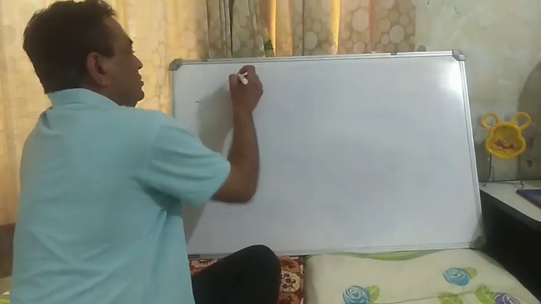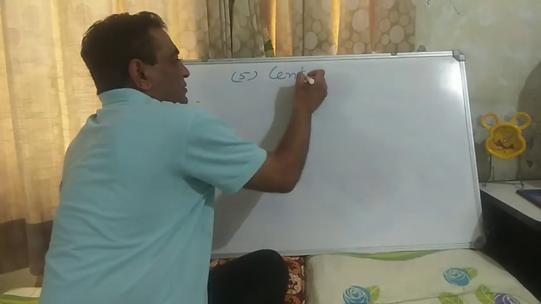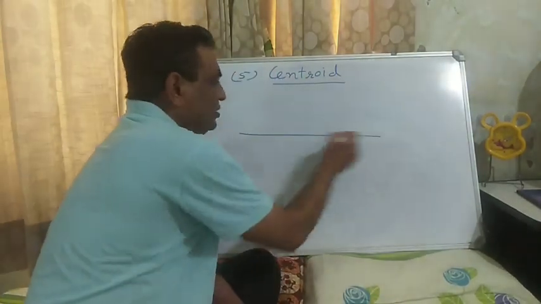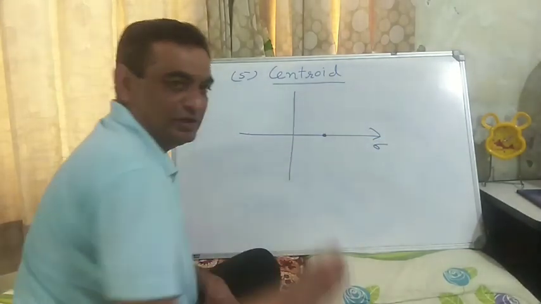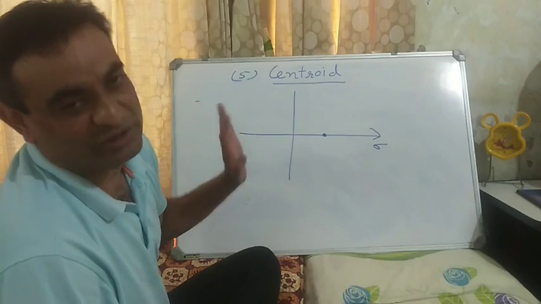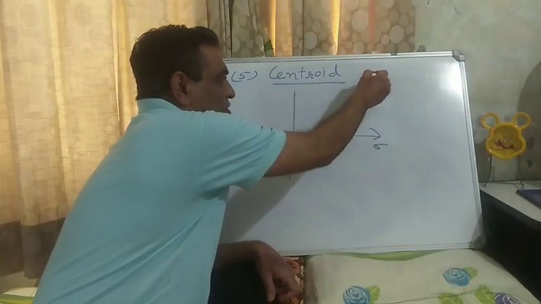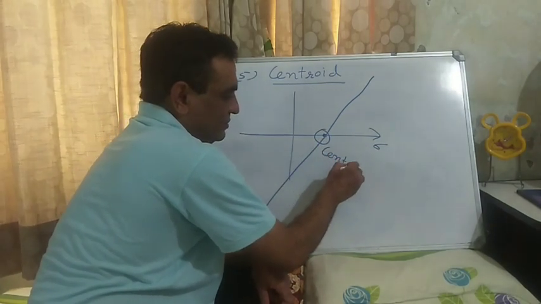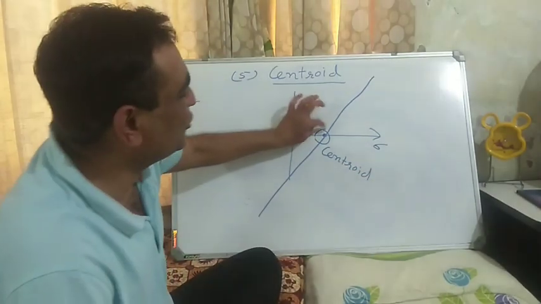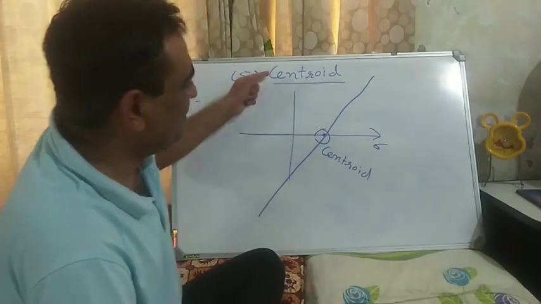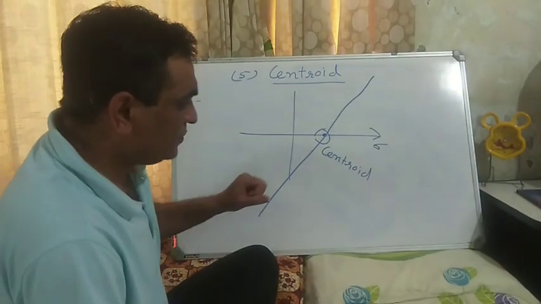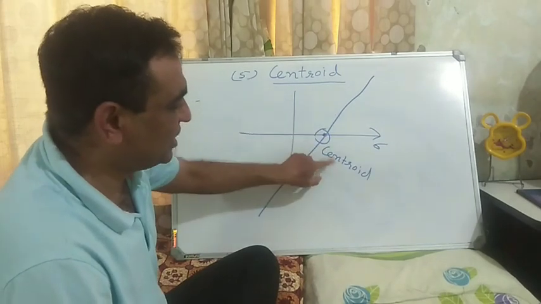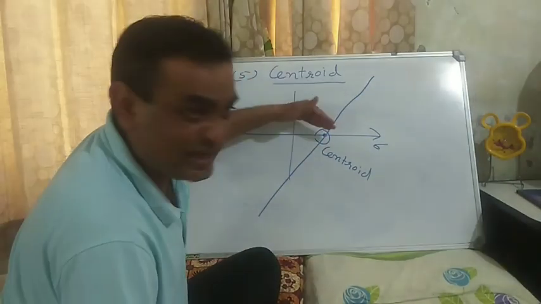So the next rule is about the centroid. Now centroid is a point on the real axis where the asymptotes cross. So asymptotes cross at a point on the real axis, which is known as the centroid. If I know the centroid, I can draw the asymptotes. So before we draw the asymptotes, we need to obtain the centroid. Once the centroid is obtained, then we can sketch the asymptotes.